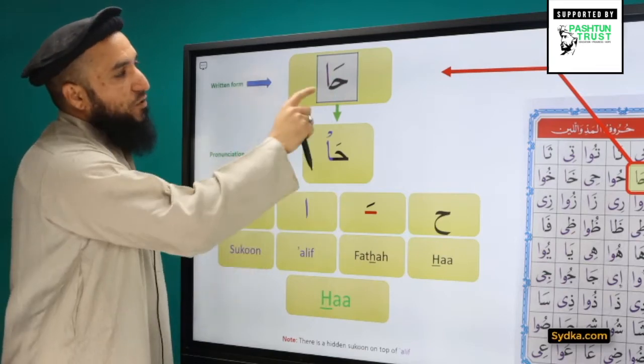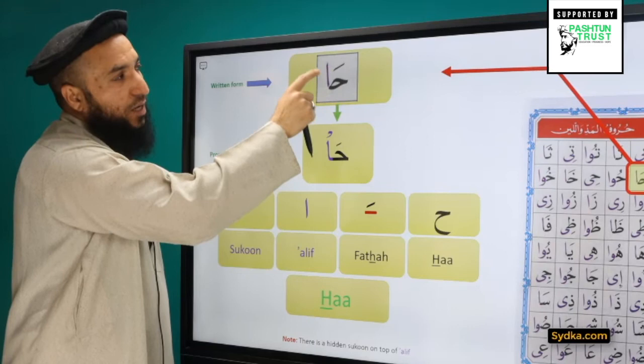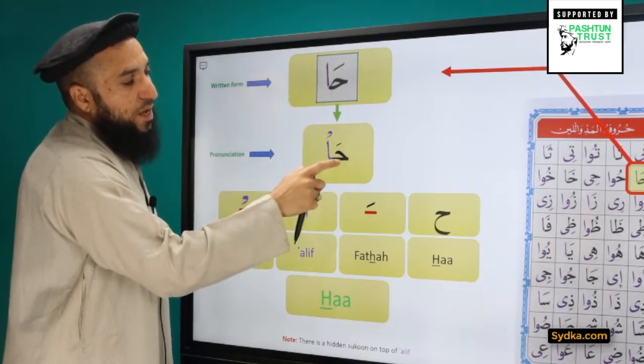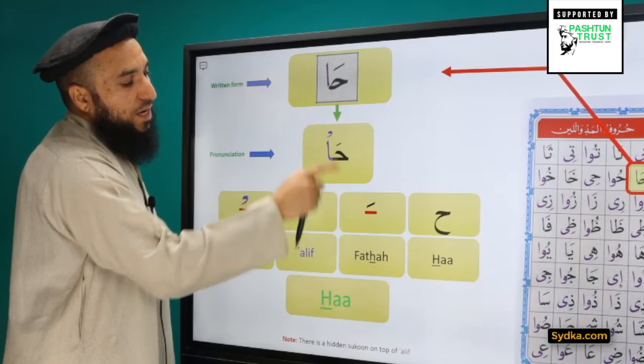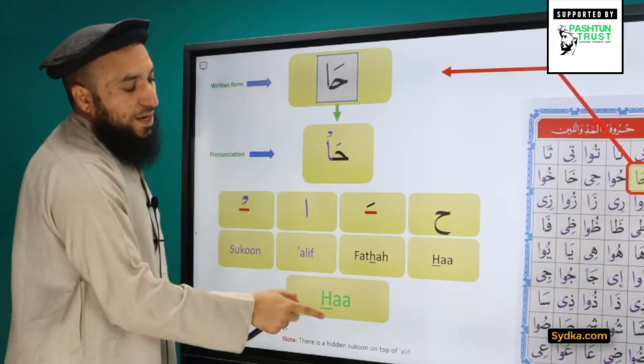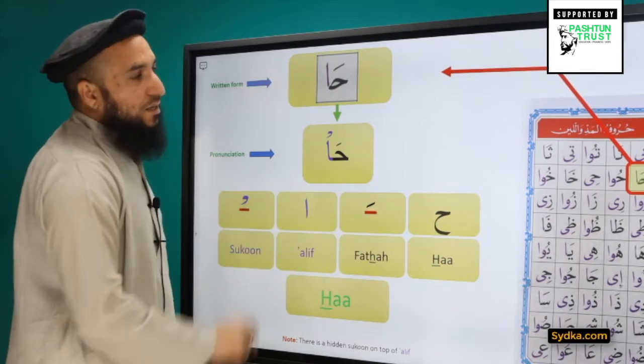The next syllable we have is ha fatha alif sakoon. That's the written form. Ha is a light letter, it has fatha on top of it, and it is followed by alif, and alif has a hidden sakoon here. So I have written here for explanation. Ha fatha alif sakoon haa, ha fatha alif sakoon haa.